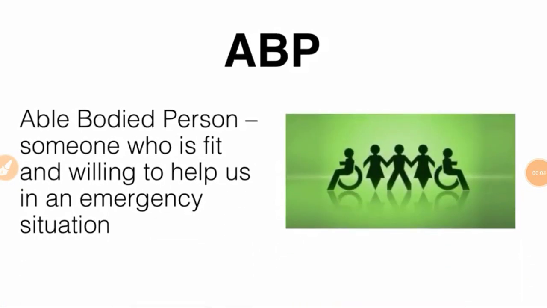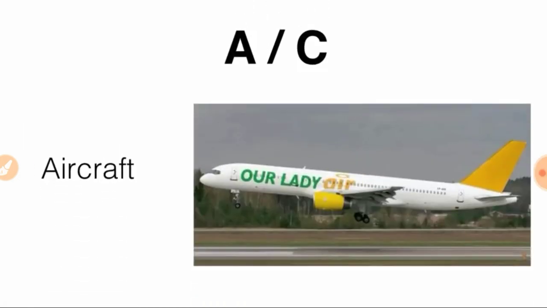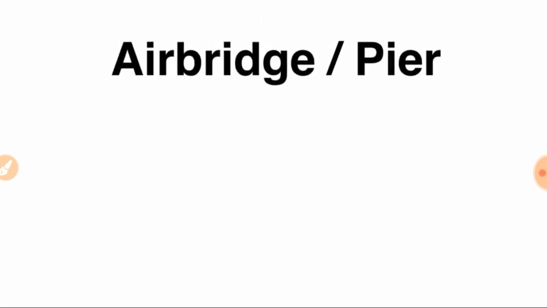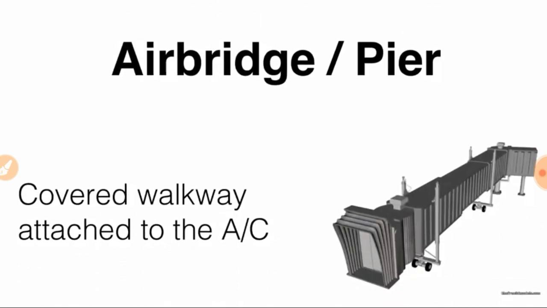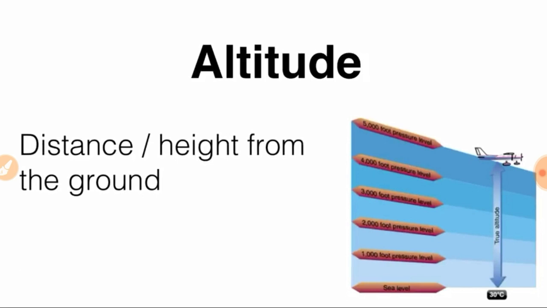ABP. Able-bodied person, someone who is fit and willing to help us in an emergency situation. AC. Aircraft. Aft. The rear of the aircraft. Airbridge or pier. Covered walkway attached to the aircraft. Altitude. Distance or height from the ground.